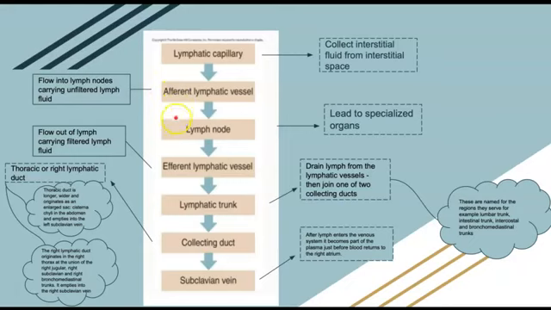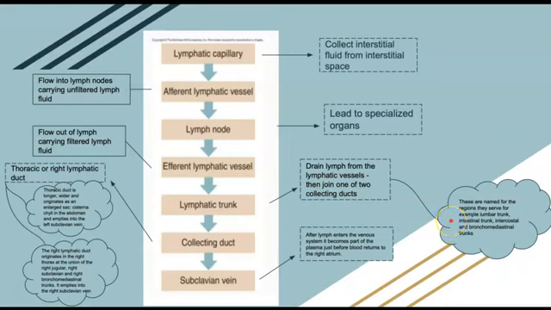From here, we go to our lymph nodes. Lymph nodes lead to specialized organs. And then from there, we go into our efferent lymphatic vessels. These vessels flow out of the lymph nodes and they carry filtered lymph fluid. After this, we go into our lymphatic trunk. These trunks drain lymph from the lymphatic vessels and then they join one of two collecting ducts.